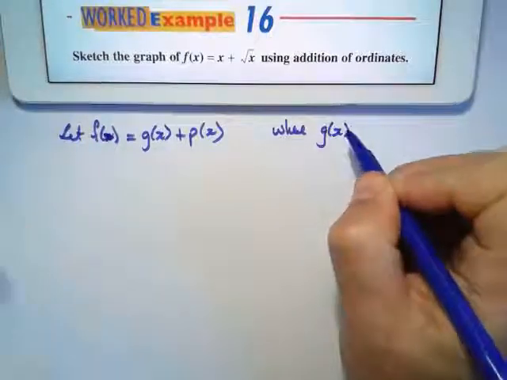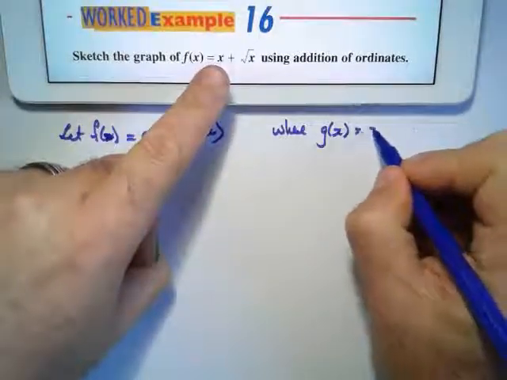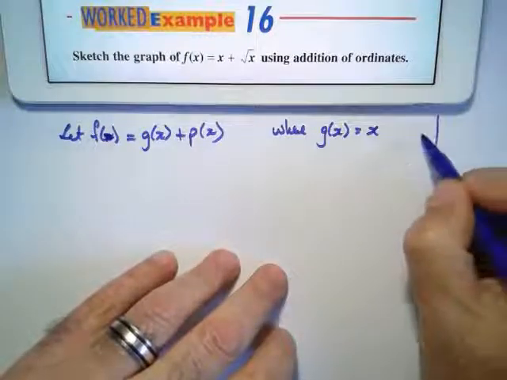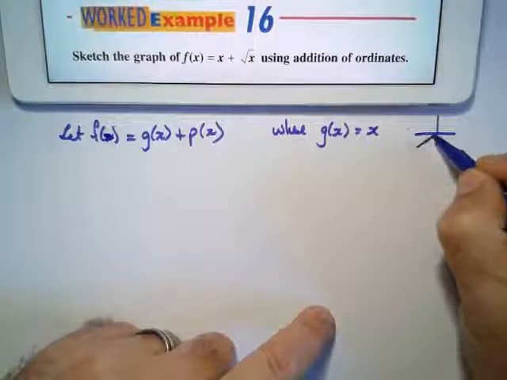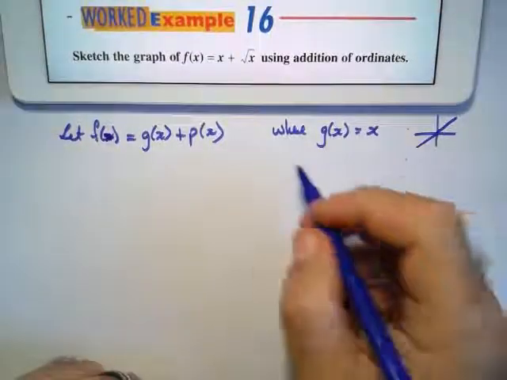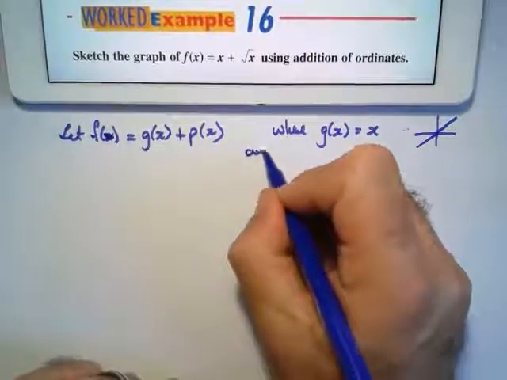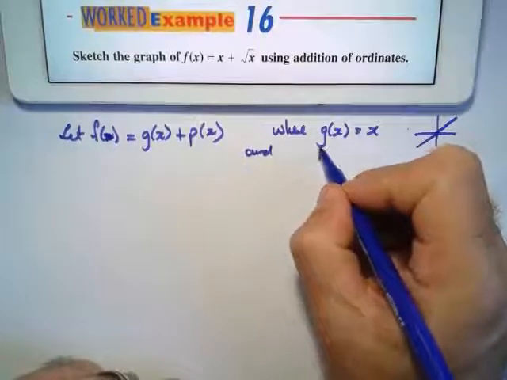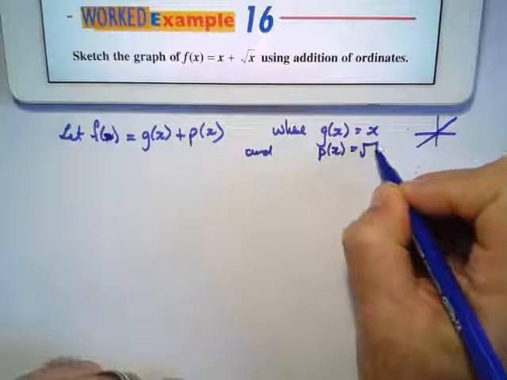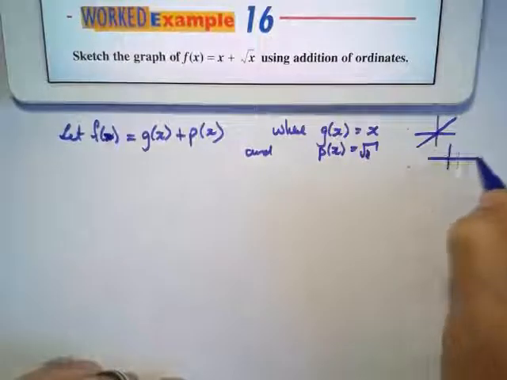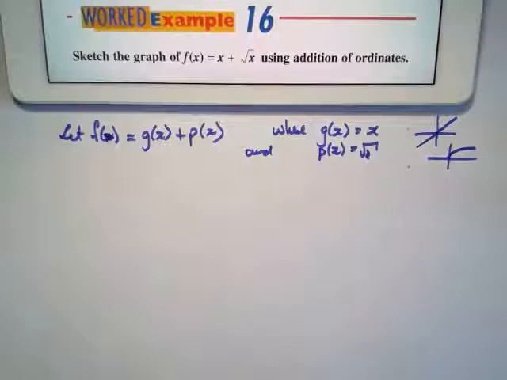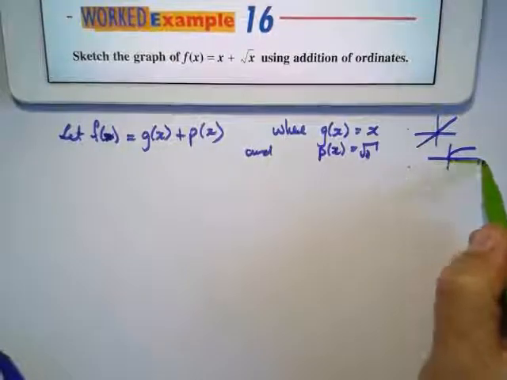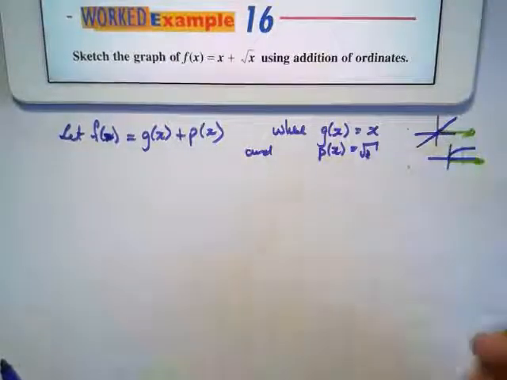and I'm going to say let g(x) equal the first value, x, and I'm just going to draw y equals x, looks like that at 45 degrees. Okay, and p(x) equals square root x, which looks like this. So where are these two the same? It's only going to exist there. That's where both of them take place.